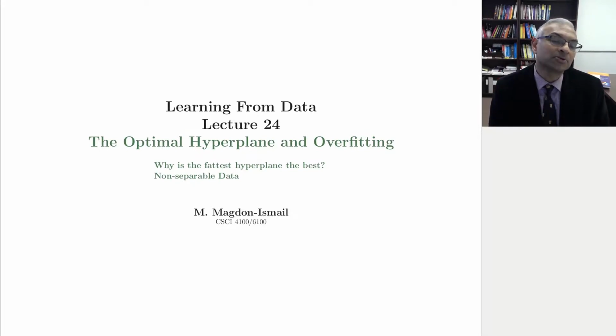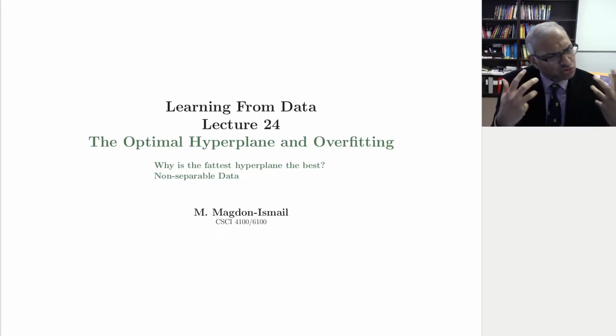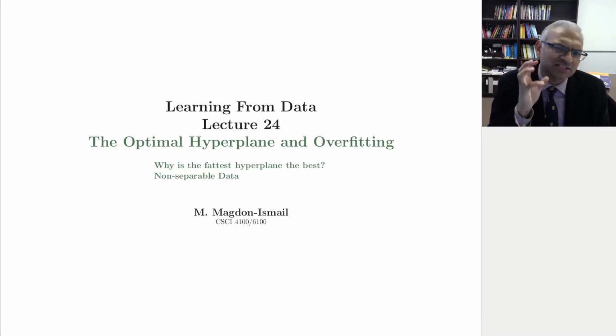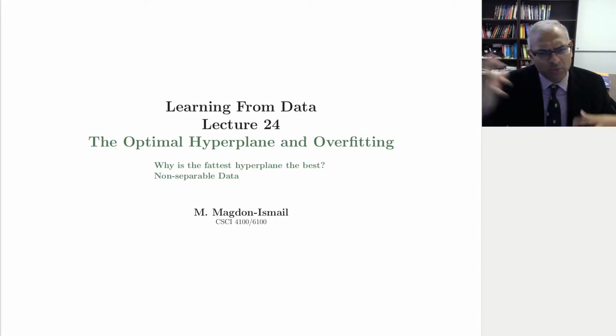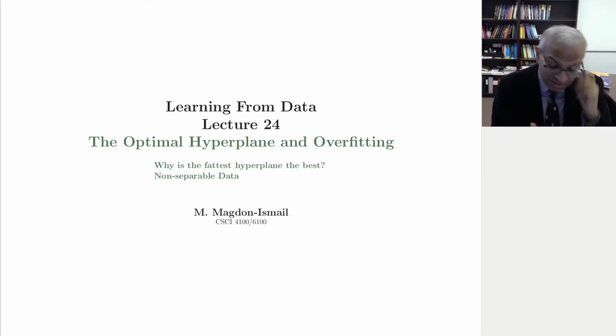And we're going to continue talking about this optimal hyperplane, this fattest hyperplane that fits the data, that's most robust to measurement error. In particular, we'd like to discuss, why is this fattest hyperplane the best? Is it just intuitive, or can we put some meat into that statement? And once we have handled this issue, then we made this assumption that the data is separable, so we'll have to discuss what to do when the data is not separable.